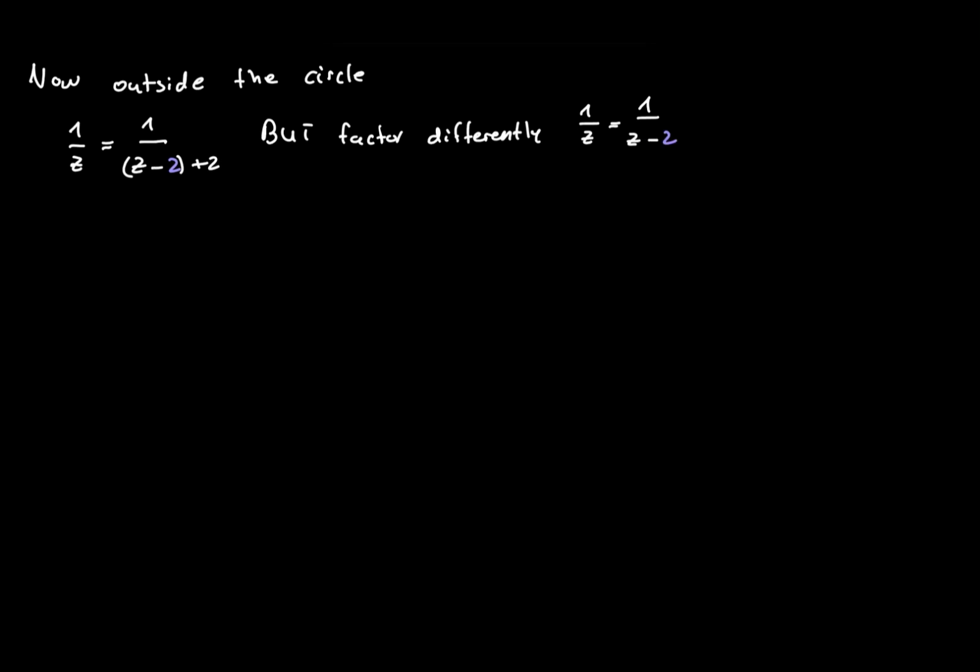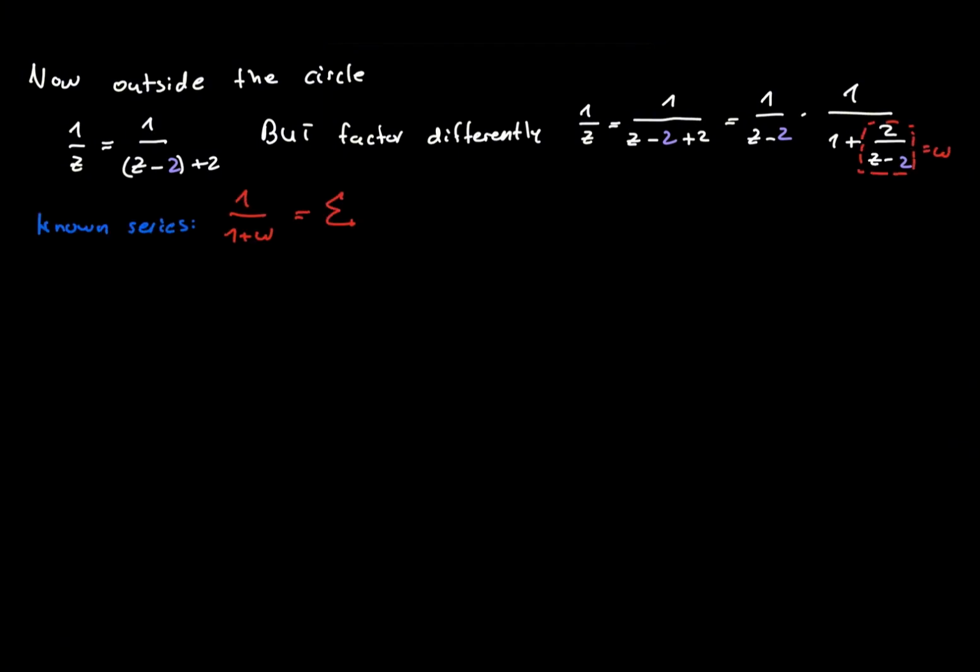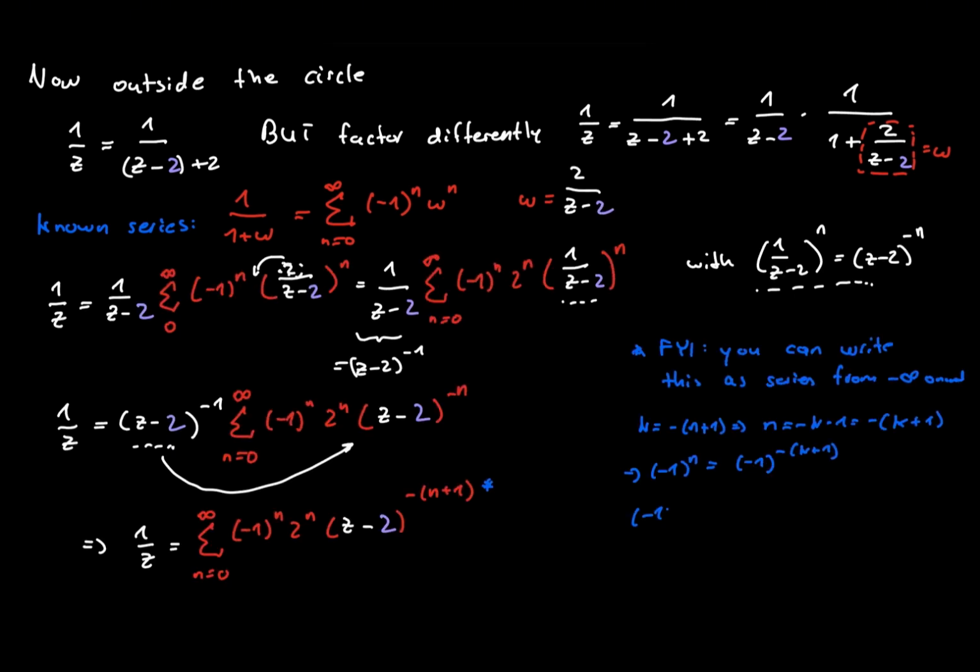Now we look outside the circle. The previous expansion does not work there. So we rewrite the function differently. We factor out z minus 2 instead of 2. Now we get 1 over (z minus 2) times 1 over (1 plus 2 divided by (z minus 2)). Again, we use the geometric series. Now w is 2 divided by (z minus 2). So we expand. Now we get negative powers. This is a Laurent series.